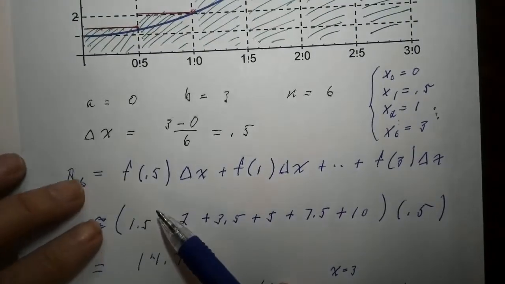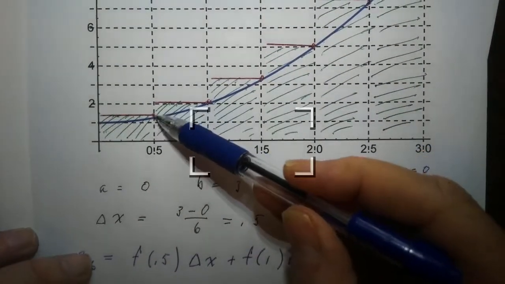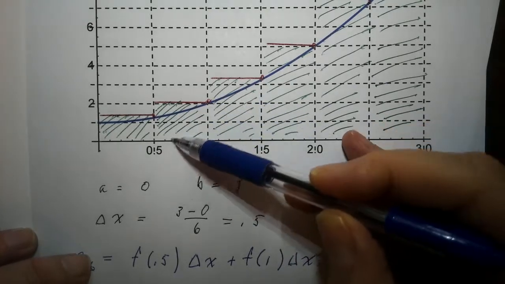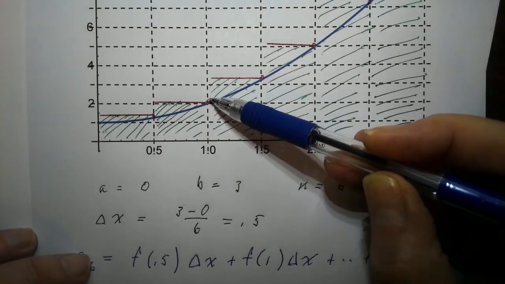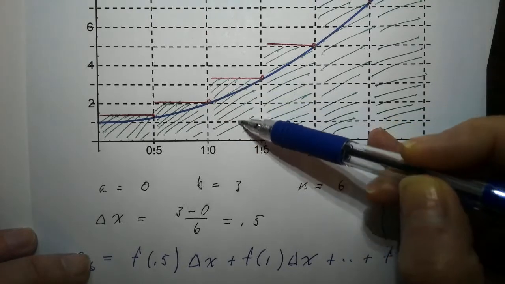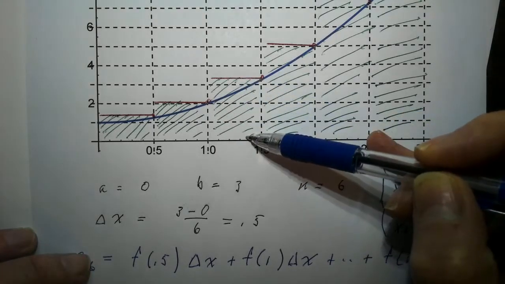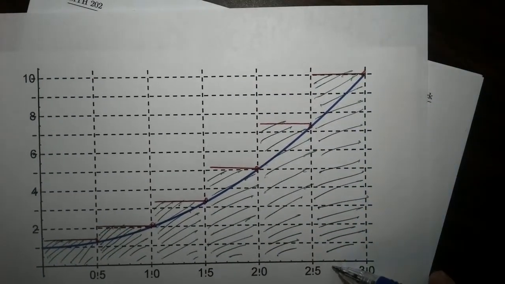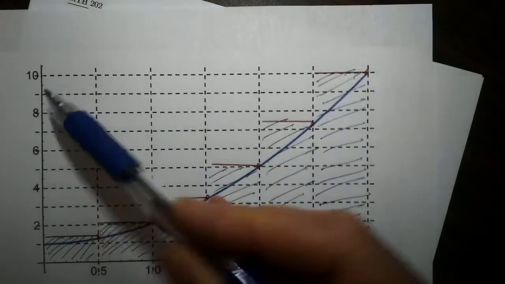The first height, f of 0.5, appears to be 1.5. The next rectangle would have a height of f of 1, which appears to be about 2. This one has a height that appears to be about 3.5, and so on and so forth. And the last height appears to be equal to 10.